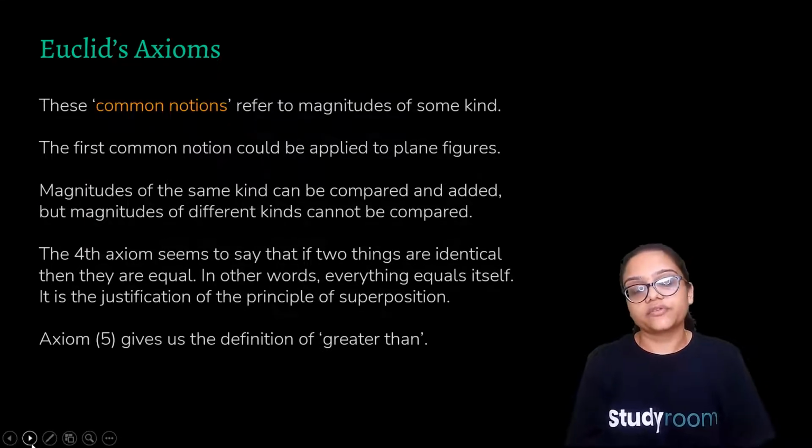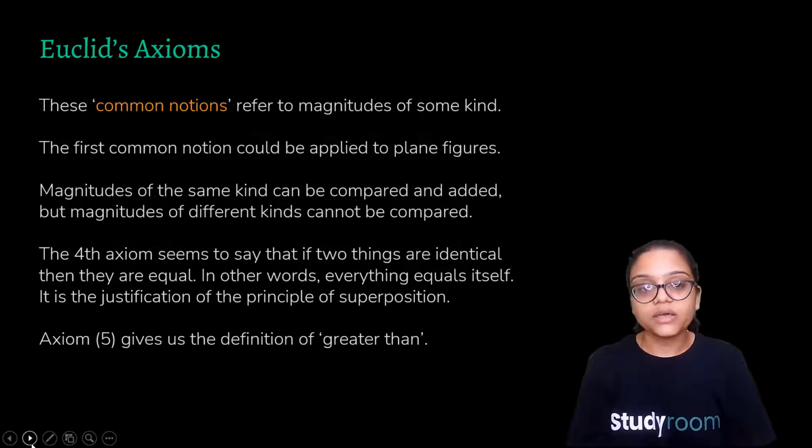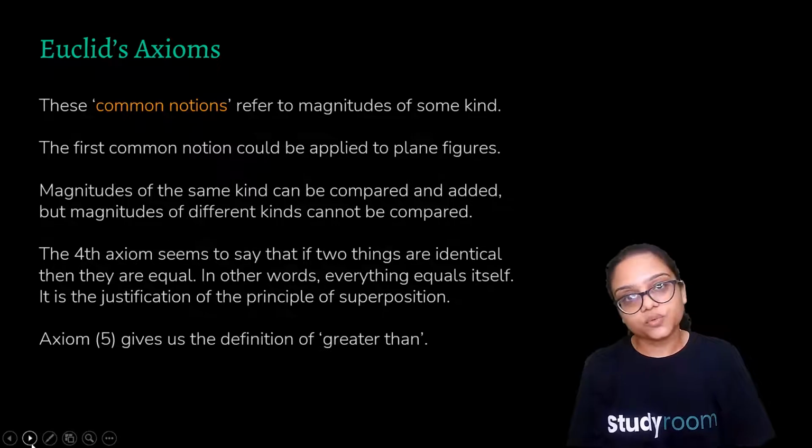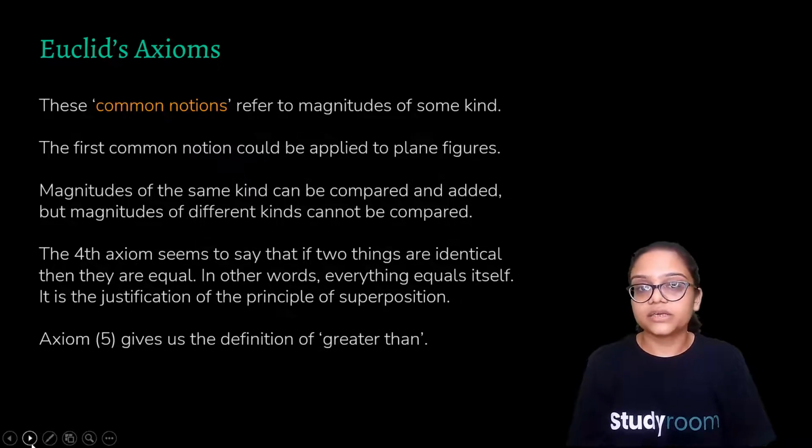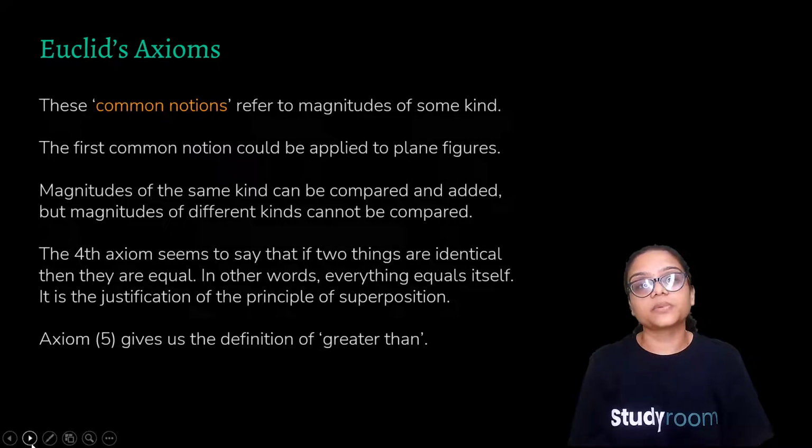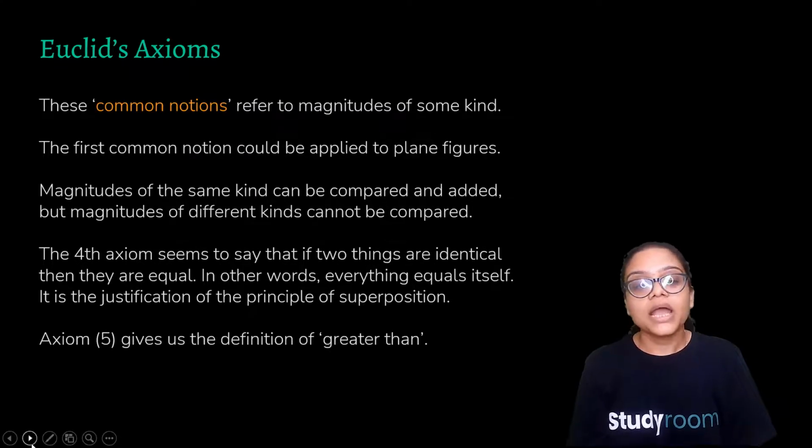These common notions refer to magnitudes of some kind. The first common notion should be applied to plane figures. Magnitudes of the same kind can be compared and added, but magnitudes of different kinds cannot be compared. The fourth axiom seems to say that if two things are identical, then they are equal. In other words, everything equals itself. It is the justification of the principle of superposition. Axiom 5 gives us the definition of greater.